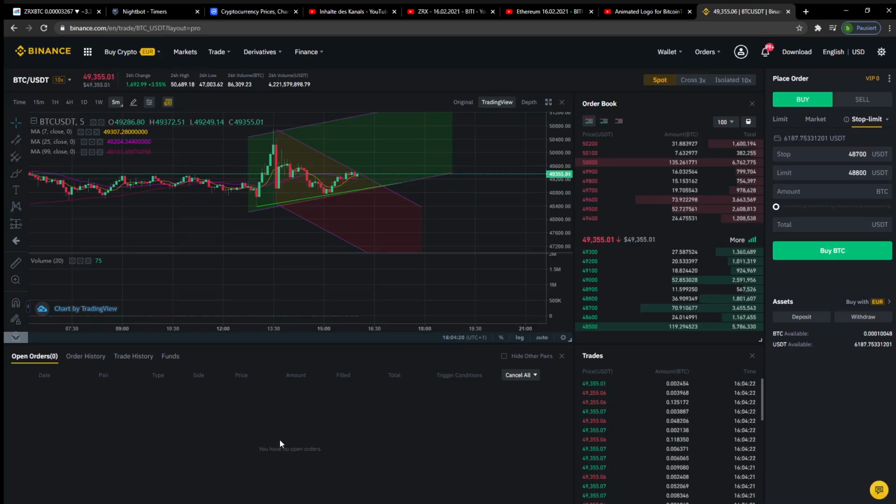I still have no open orders and I have no buy and nothing happened here. So that's an easy way to make an automatic buy, an automatic sell, and to make a stop loss for your order. That's very important, guys. So that's enough for tutorial number 2, how to set stop loss limits, stop buy, and stop sell limits on Binance.